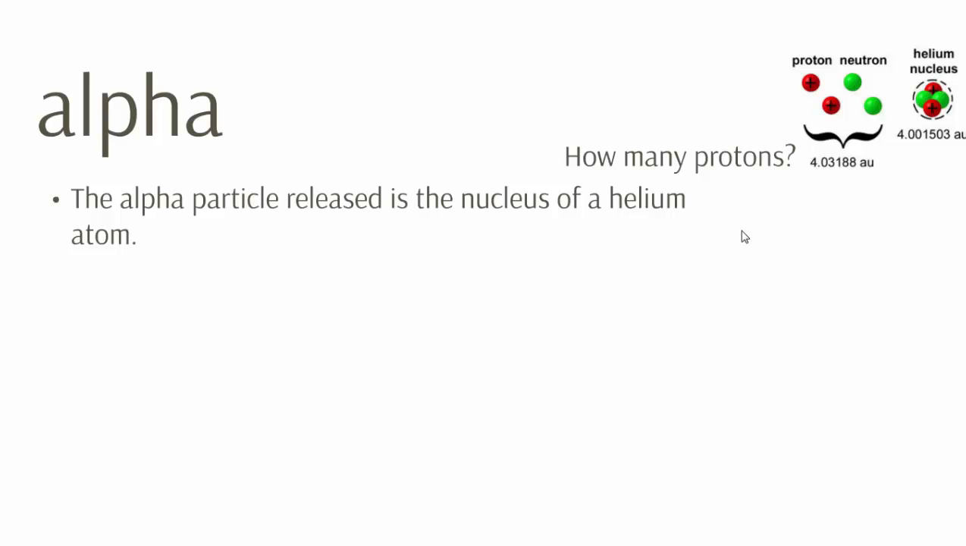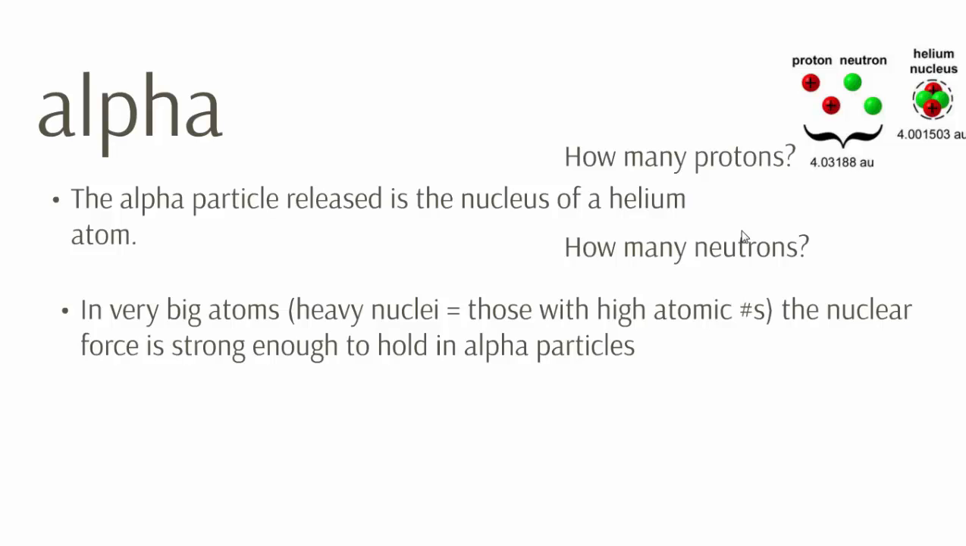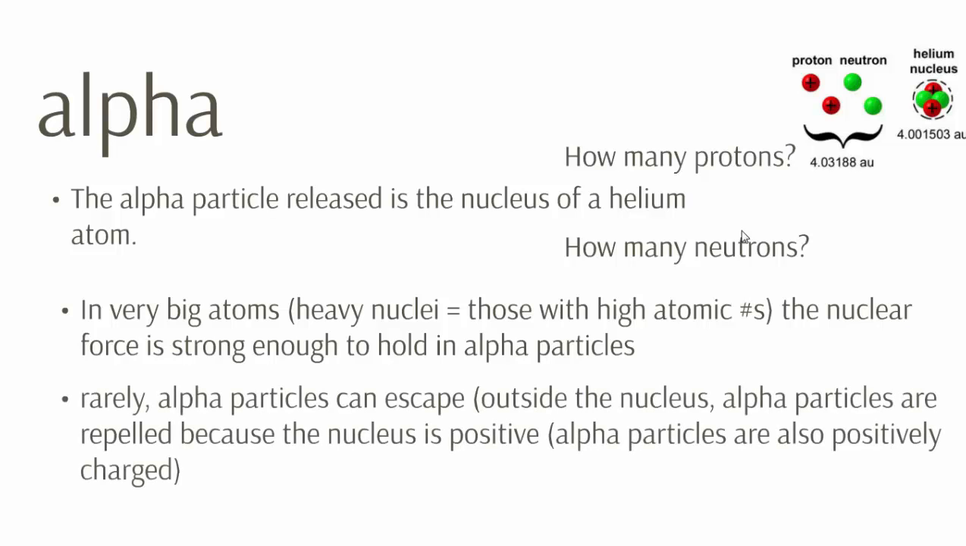So essentially an alpha particle is basically the nucleus of a helium atom. How many protons are there in a helium atom? Helium is atomic number 2. That would be 2 protons and 2 neutrons. And in very big atoms, they have heavy nuclei, so they have the higher atomic number. The nuclear force is strong enough to hold in those alpha particles, and rarely, though, alpha particles can escape.